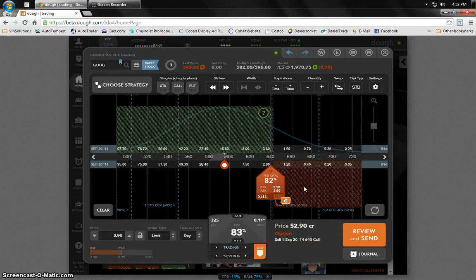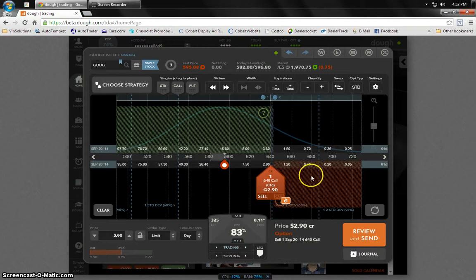How much will someone pay you for that bet? Well, someone's going to pay you $2.90 because they think it'll go higher than $640 up here at the end of 61 days. You're betting that they're wrong and it'll stay below. For that bet, they're going to pay you $2.90. Now what happens at the end of 61 days if Google is still right here? You keep the whole $2.90 per contract, or $290.